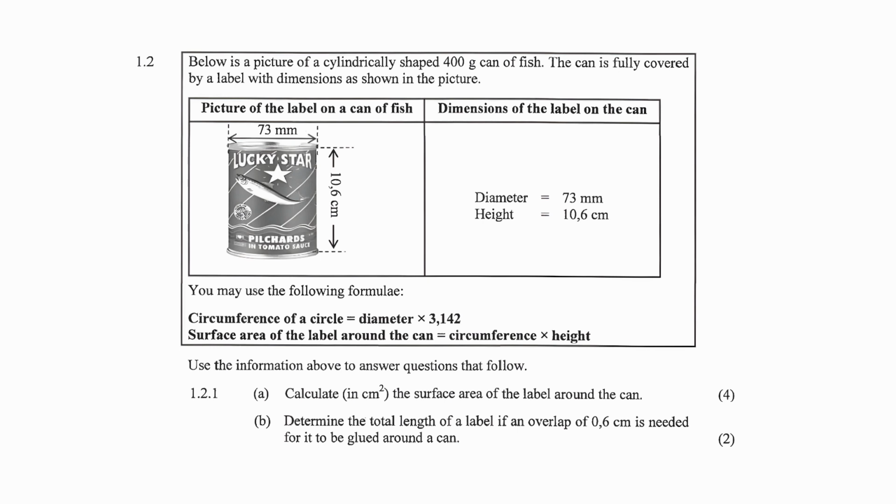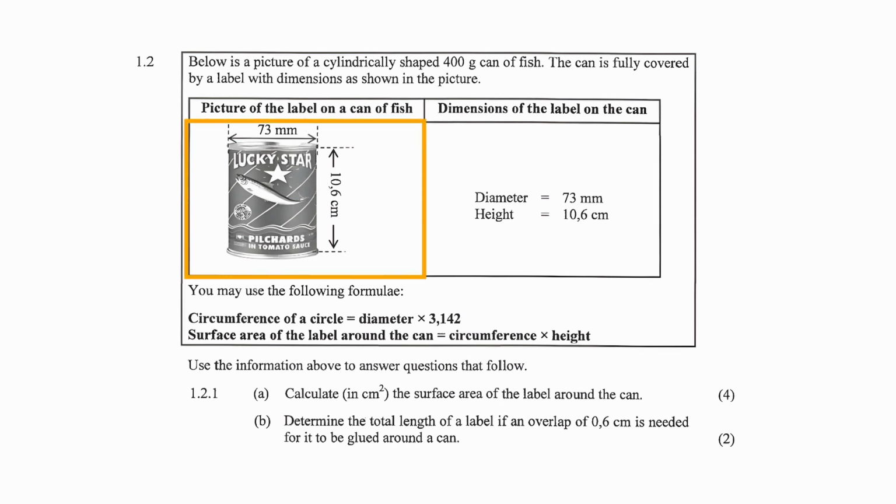In this video, we'll be working through a measurement question from the June 2021 mid-year examination. The context of this question states that below is a picture of a cylindrically shaped 400-gram can of fish. The can is fully covered by a label with dimensions as shown in the picture.